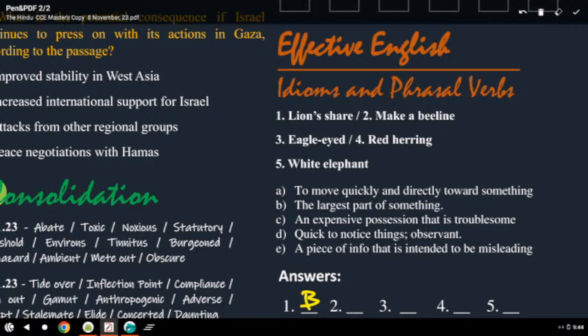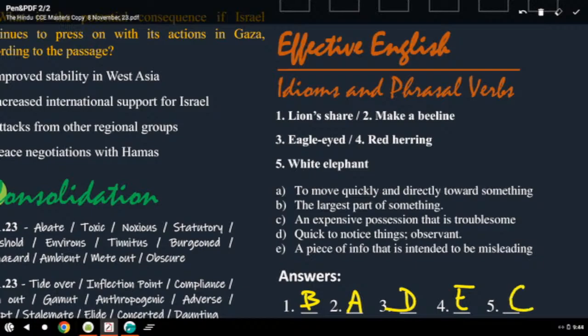To move quickly and directly toward something. To rush for something. Eagle-eyed. Quick to notice things, observant. A red herring you got yesterday. A piece of information that is intended to be misleading, deviate. What is the last one? White elephant. An expensive possession that is troublesome, difficult to maintain.